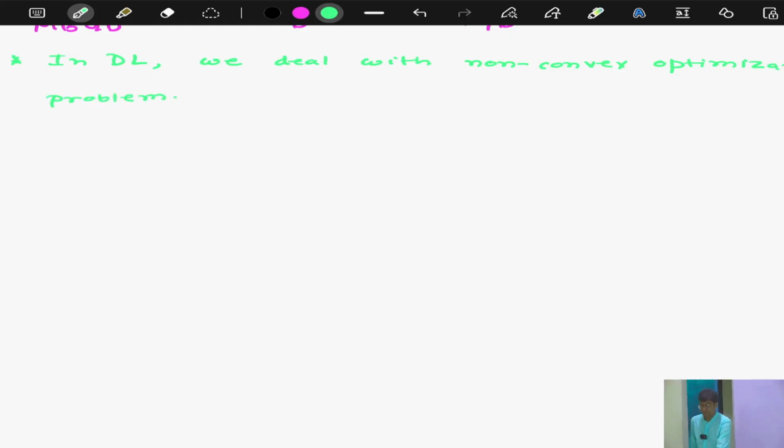By the way, given a function, how do you test whether it is a convex function or not?